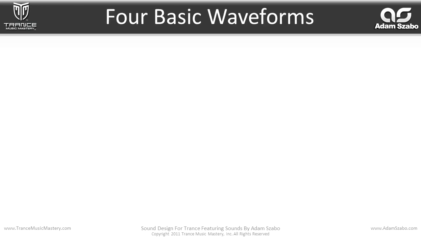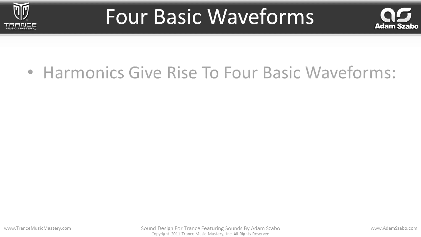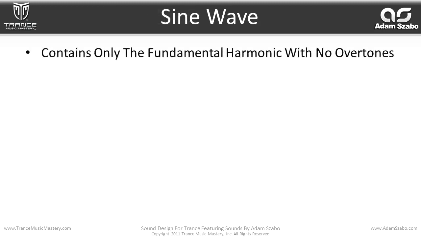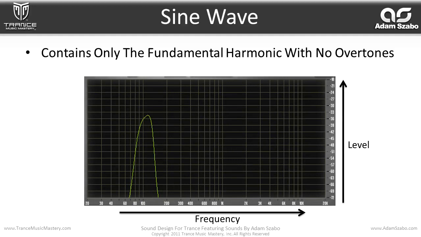That brings us to the concept of 4 basic waveforms. Harmonics give rise to 4 basic waveforms: a sine wave, triangle, saw, and pulse wave, for example, a square wave. The sine wave contains only the fundamental harmonic with no overtones. So it contains just that fundamental frequency. In this case, the fundamental is 110 hertz. So this would be a sine wave at 110 hertz.